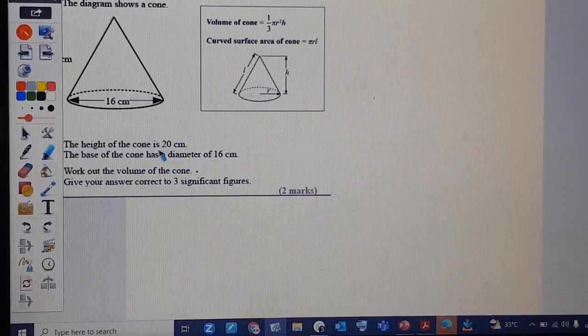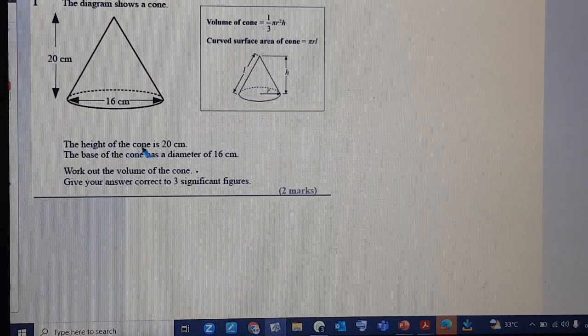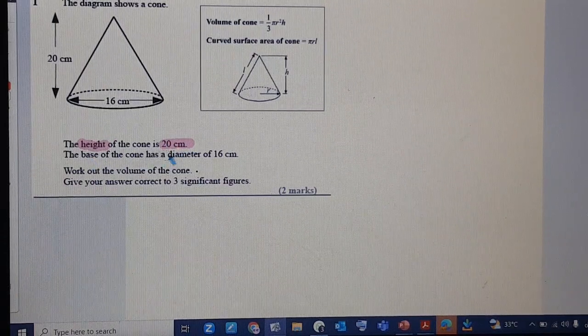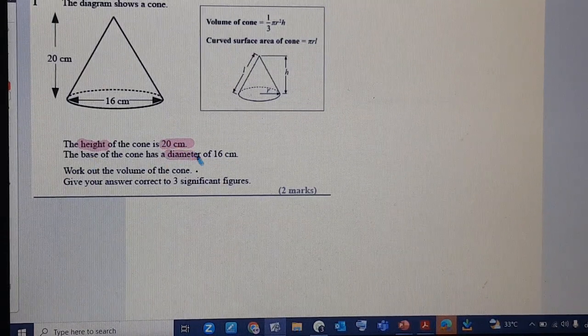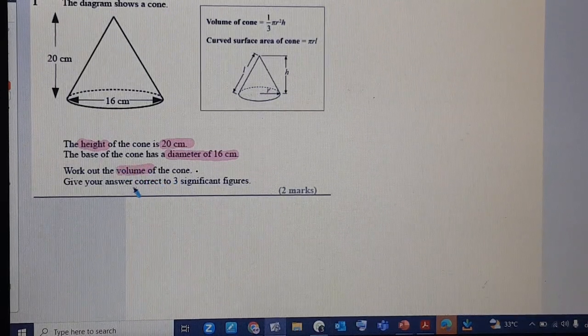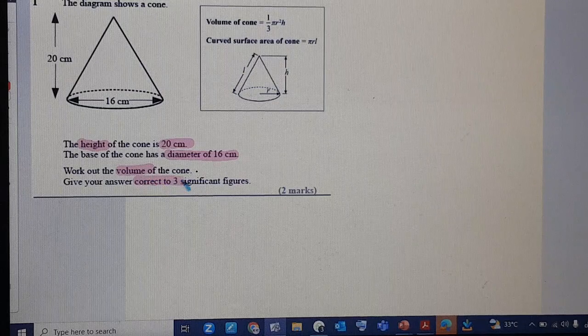So first of all, I'll highlight what information I have. The height of the cone is 20, so height is given as 20 centimeter. Then base of the cone has diameter of 16, so diameter is 16 centimeter. I have to find the volume, and answer should be correct to 3 significant figures.